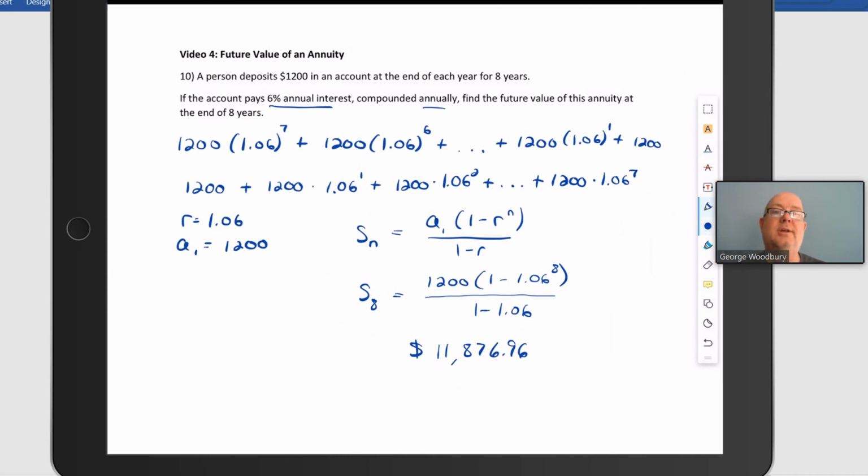What I want you to think about, and I'm not going to talk about, is what would be different if the money was put in at the beginning of the year. So the $1,200 goes in the first day of this year. It earns interest that entire first year. And so each of the 8 deposits would be earning interest where that wasn't really the case. So think about what you would have to change and how you would find that sum.